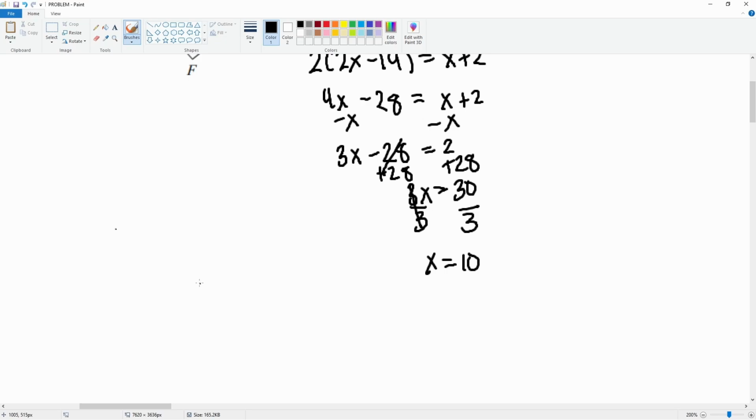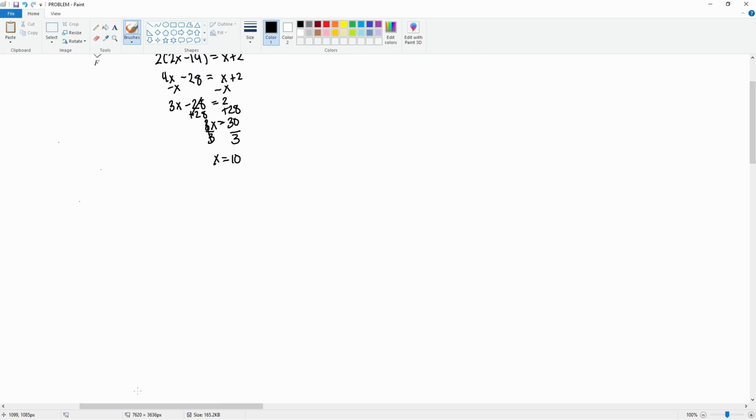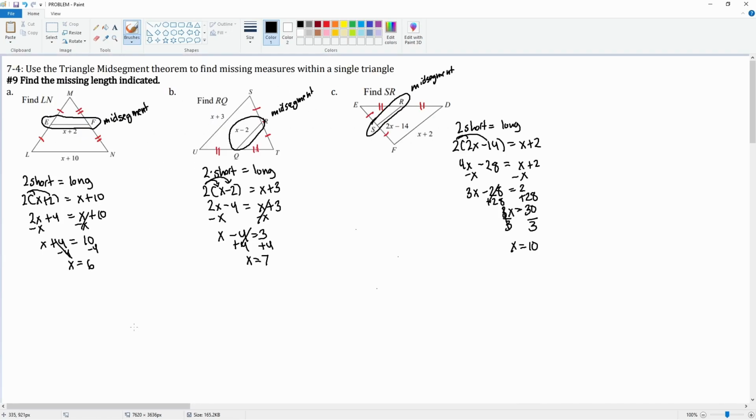So notice, I thought I was done, but I was mistaken. Each one of these problems actually asks for the lengths. So I have to solve for LN here. LN is equal to x plus 10, but we know in this problem x is equal to 6, so plug in the 6, or substitute the 6 in. So LN is 6 plus 10, which is just 16. That's your complete final answer.